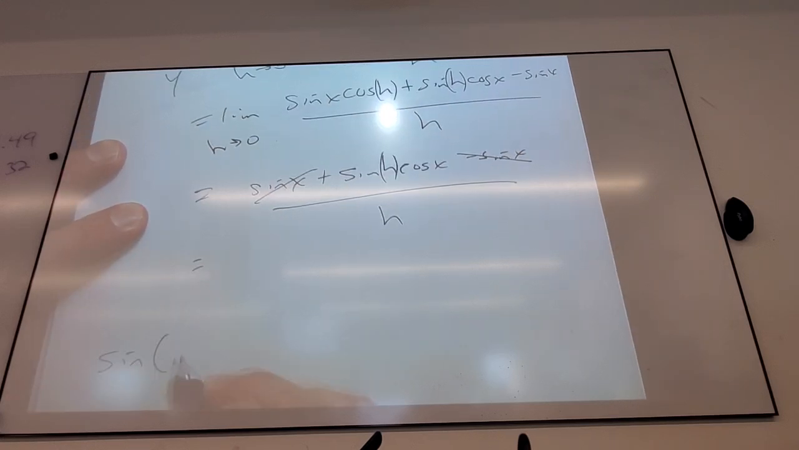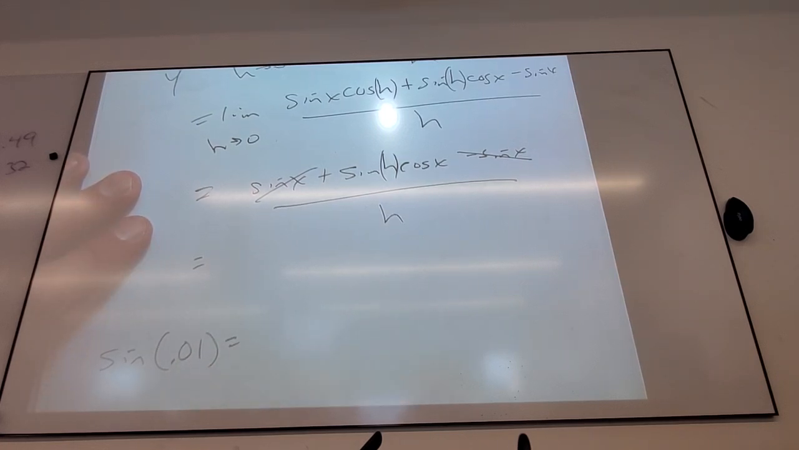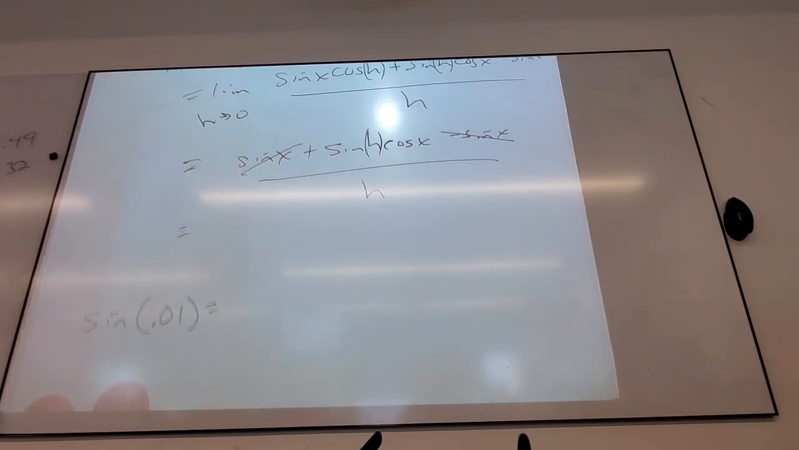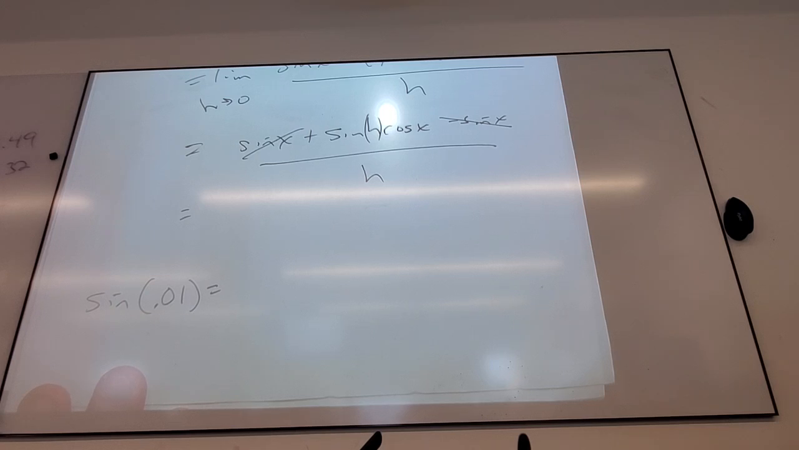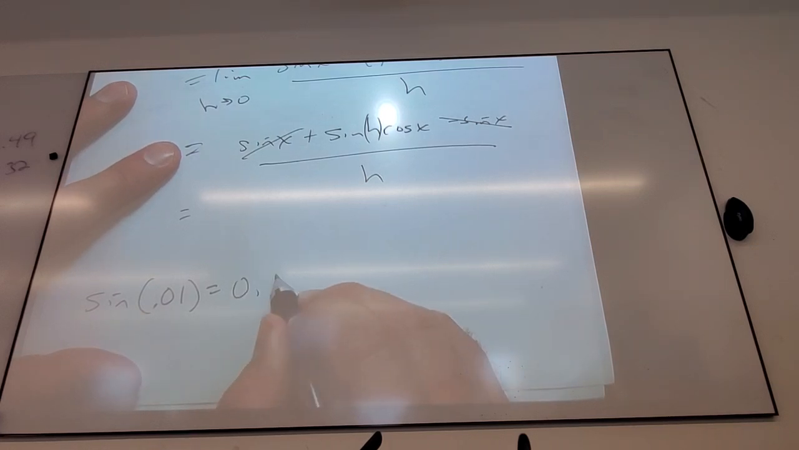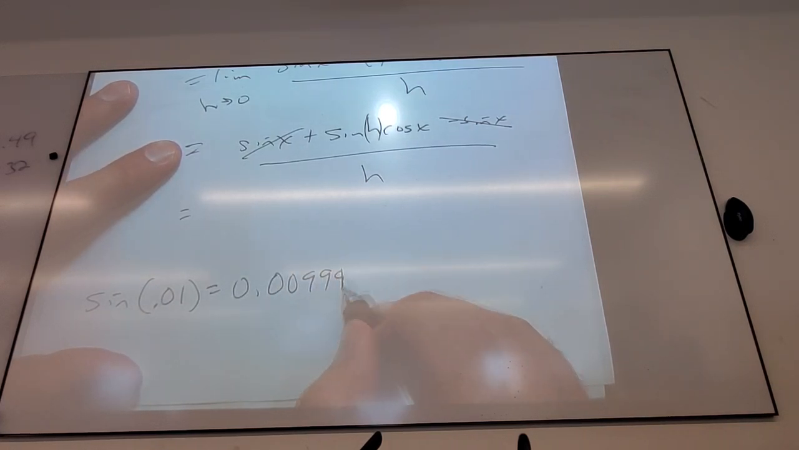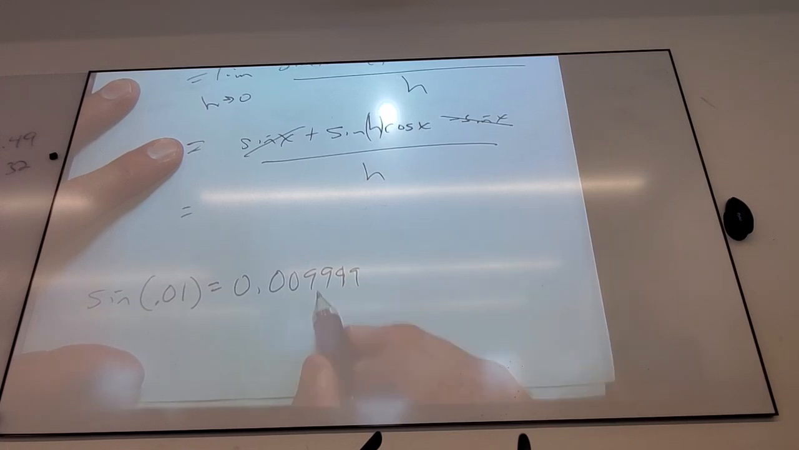You can see that even if you just do it. Does anyone have a calculator? Is it in radian mode? Tell me real quick, what is sine of 0.01? Make sure it's in radians. Sorry, do it again. 0.0099998. And if you rounded that, what would it be? 0.01.